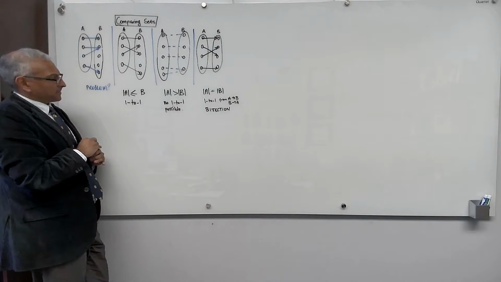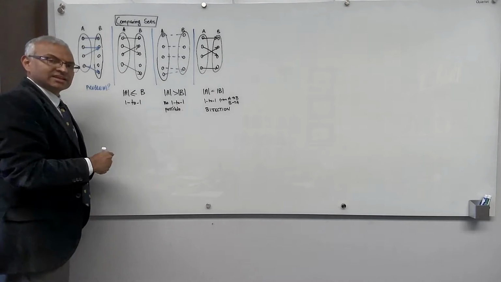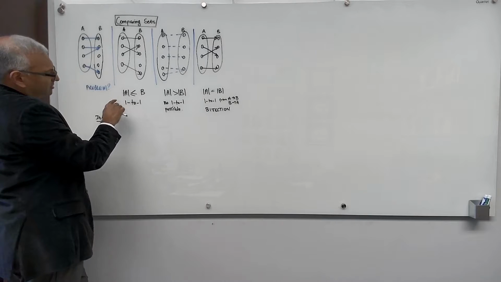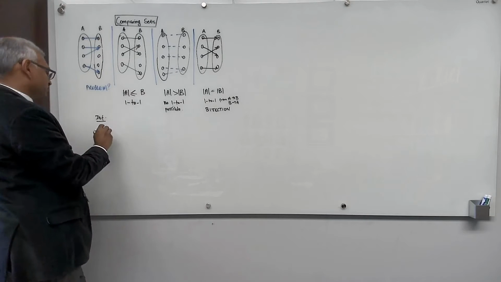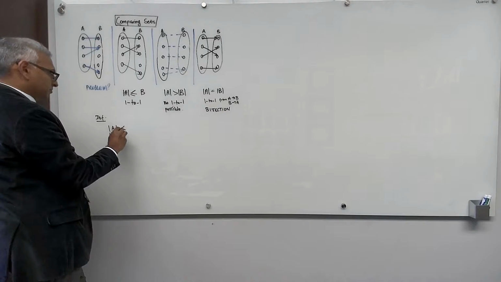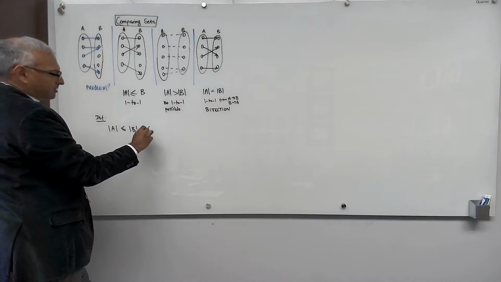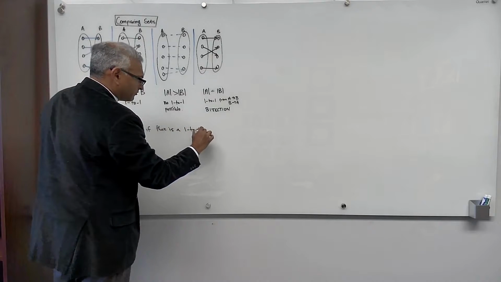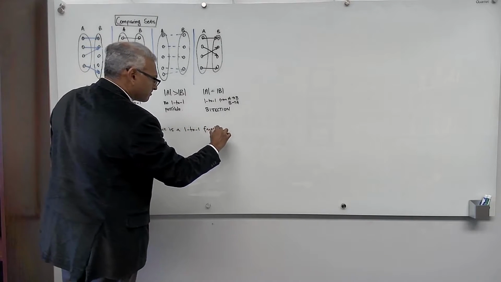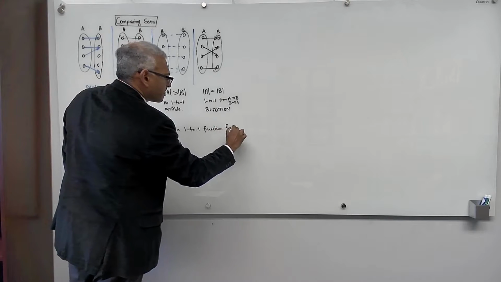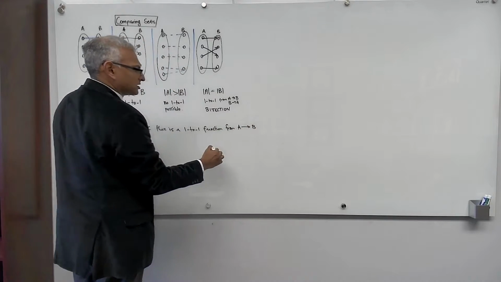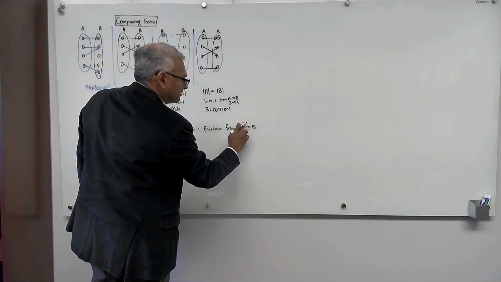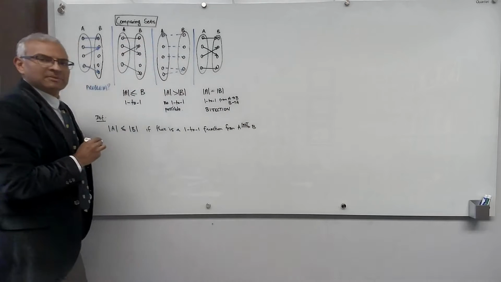So what we observe is the following, and now we'll state it as a definition. If the size of A is less than or equal to the size of B, if there is a 1-to-1 function from A to B, we sometimes write that A injectively maps to B.